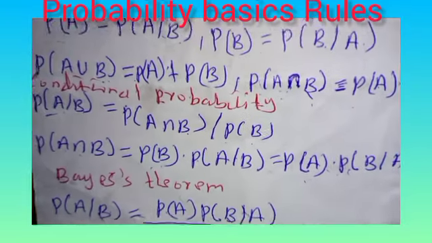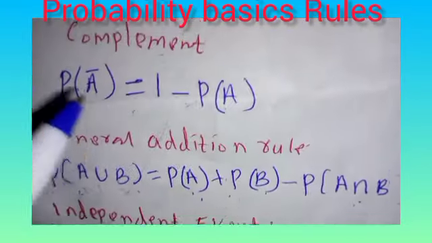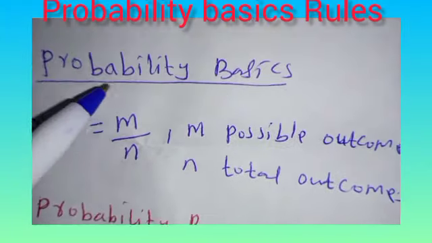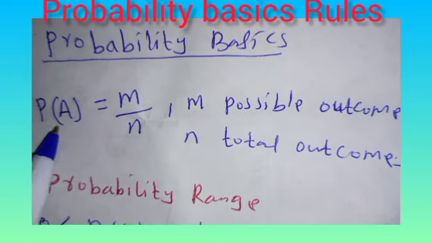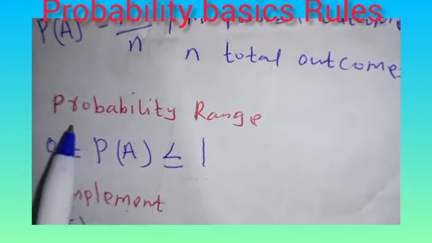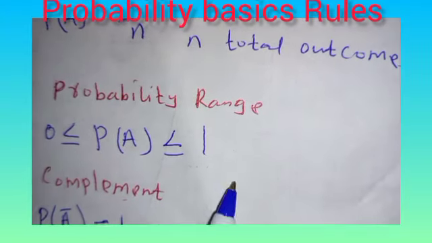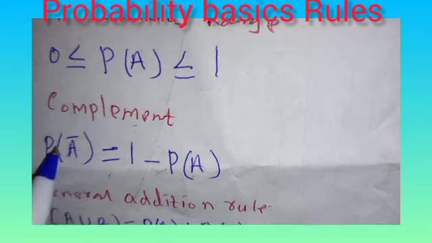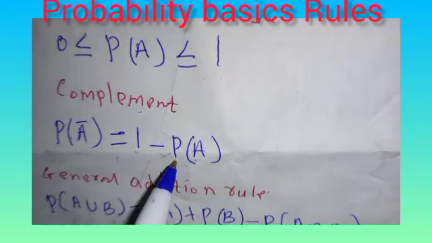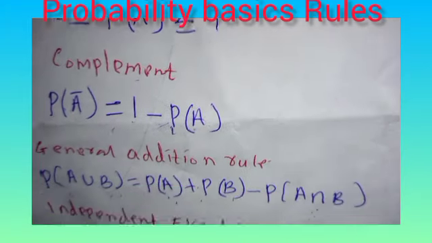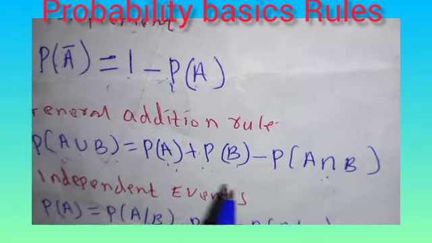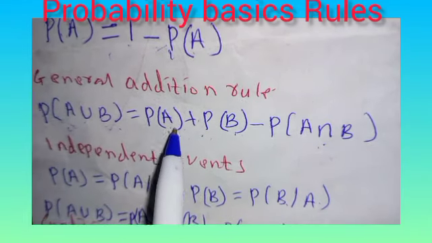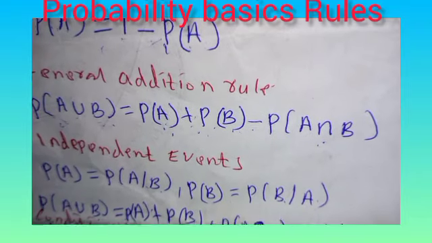So that's all. In this video tutorial, we have looked at the basics of probability. We have seen the definition of probability, the probability range between 0 and 1, and the complement of probability written as P A bar, which is given by 1 minus P of A. Then we looked at the general addition rule: the probability of A union B is equal to the probability of A plus the probability of B minus the probability of A intersection B.